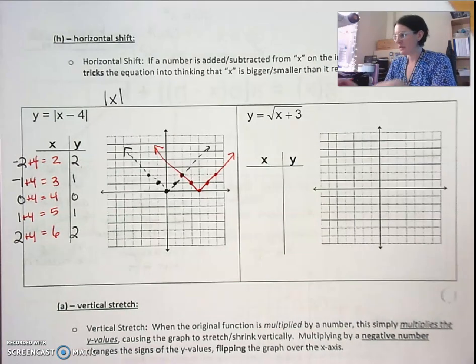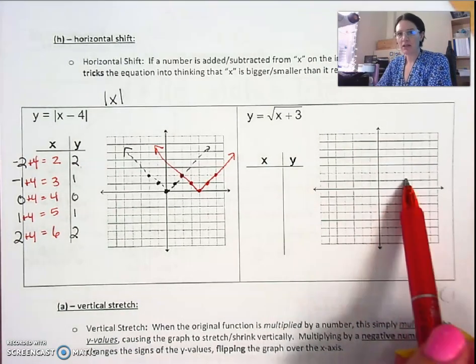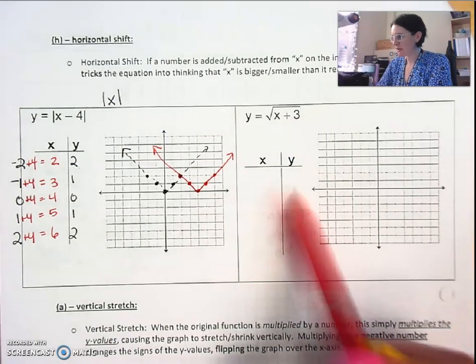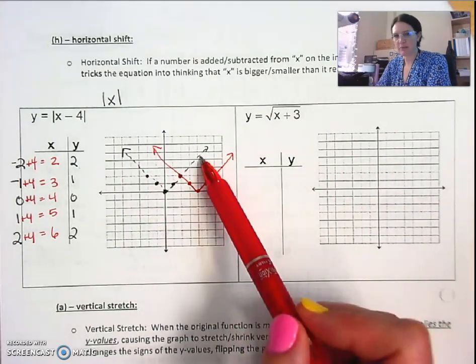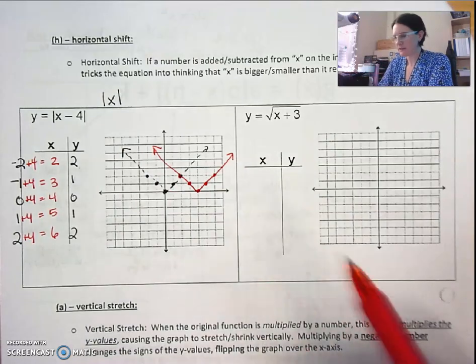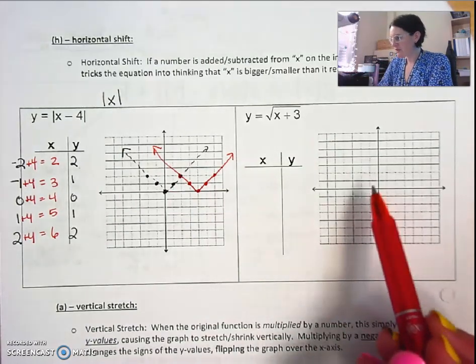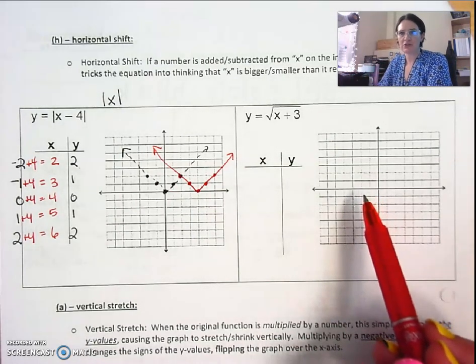So I'd like you to pause your video and try this problem. Figure out your parent function, write down the parent points. You don't have to draw the parent graph. I just like to for reference. So pause the video, try that one, check it with the key in your Google Classroom, and then come back to the video.